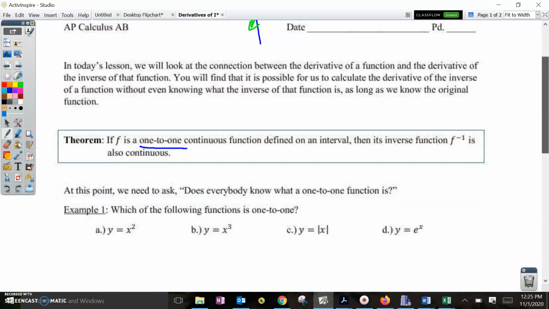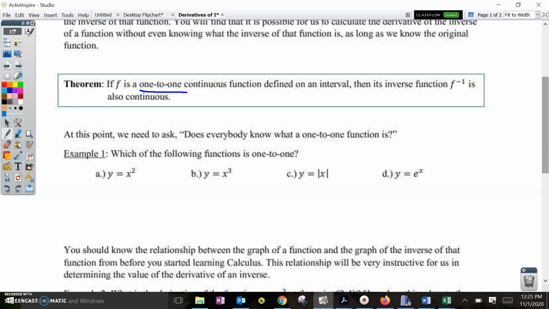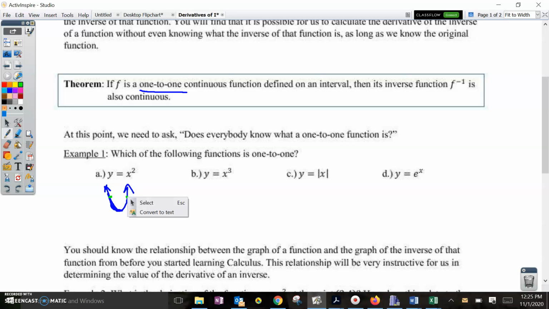So we'll go through this first example quick about what is a one-to-one function and what's not. Imagine y equals x squared. This is not one-to-one because there are many places where there are y values in common for different x values. So this is not one-to-one. When we think about y equals x cubed, every x value goes to a unique y value. So yes, this is a one-to-one function.